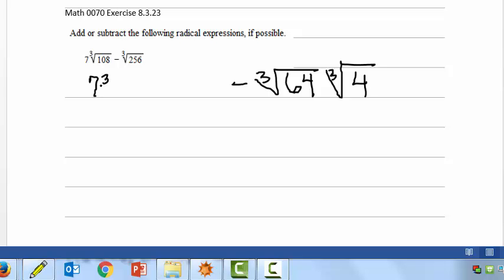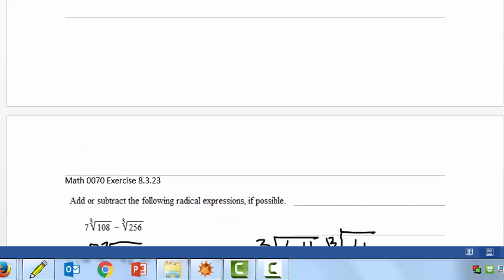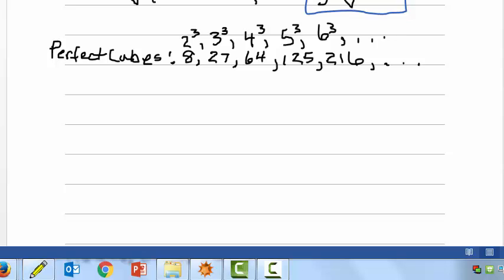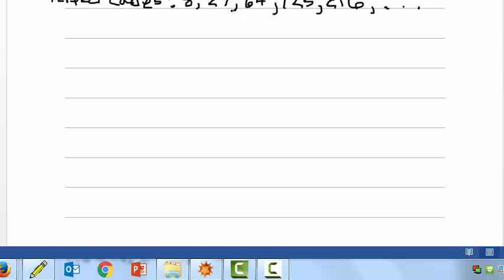Remember our perfect cubes. Our perfect cubes are 8, 27, 64, 125, 216, and so on. I find that list by starting with 2 and raising it to the power of 3, and I get 8. Then I raise 3 to the power of 3, and I get 27. 4 to the power of 3 gives me 64, and so on.